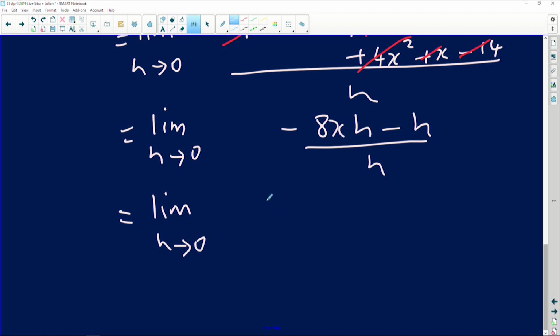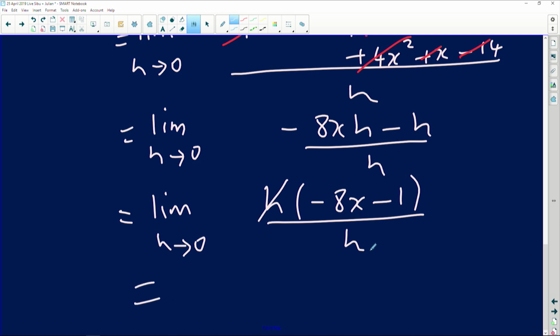The common factor in the numerator is h, so I have h times minus 8x, and then minus 1, everything divided by h. If you simplify further, you will notice that h divides out. You are basically left with the limit as h approaches 0 of minus 8x minus 1. If you simplify this further, let's see now.